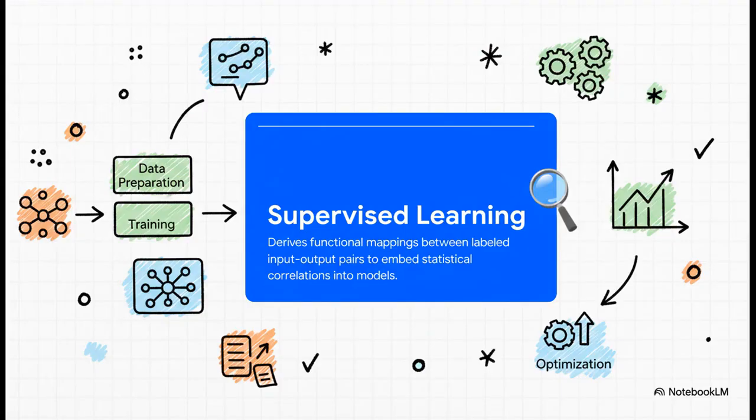The most common way to do this is something called supervised learning. And honestly, it works just like using flashcards to study for a test. We show the model an input, let's say a photo of a dog, and we give it the correct output, the label, dog. You do this thousands or even millions of times, and eventually it starts to learn the patterns.